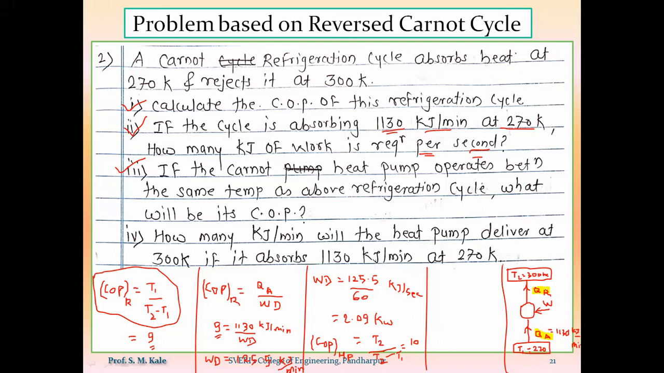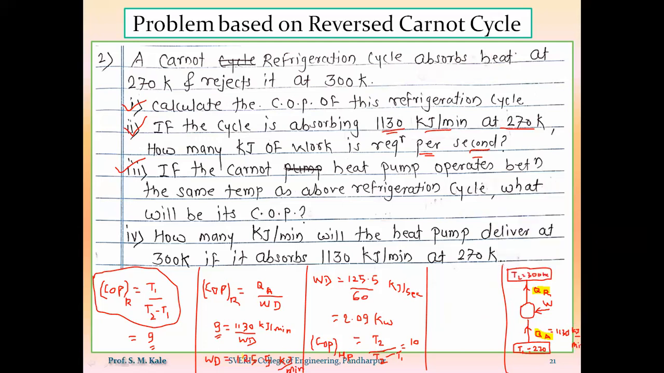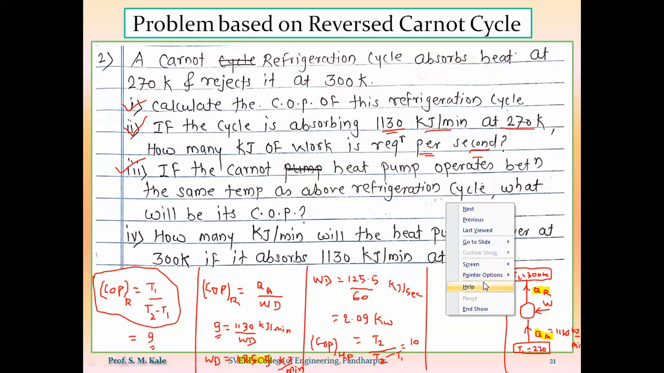How will you calculate it? You know the value of work done. What is the value of work done? 125.5 kilojoule per minute. That value is nothing but 125.5 kilojoule per minute. Correct? What do we know? QA is known.